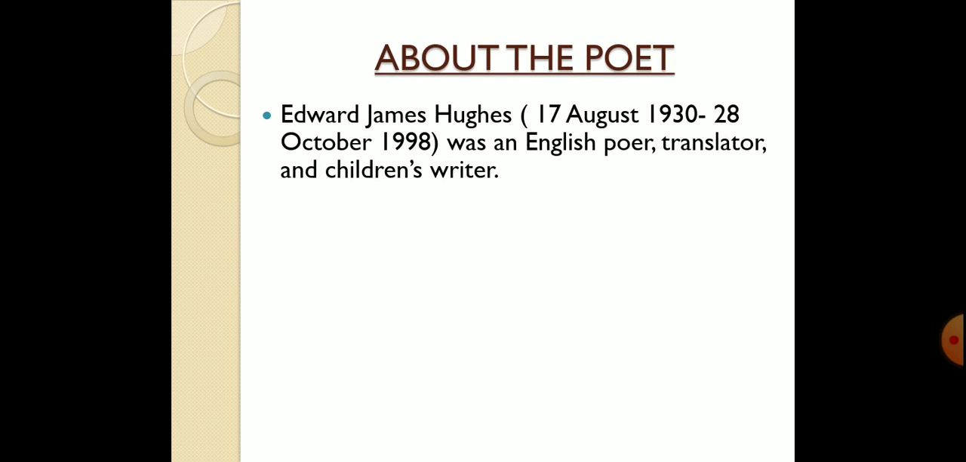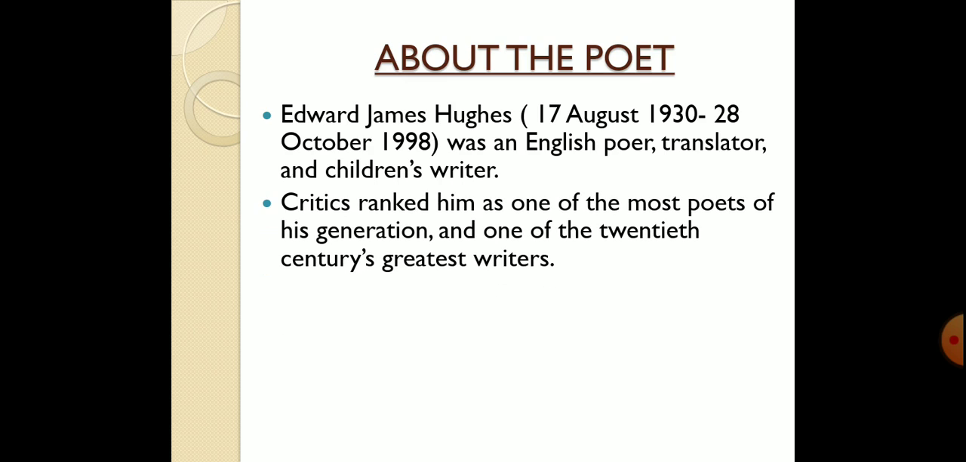Edward James Hughes, born 17th August 1930, died 28th October 1998, was an English poet, translator, and children's writer. Critics ranked him as one of the most important poets of his generation and one of the 20th century's greatest writers.